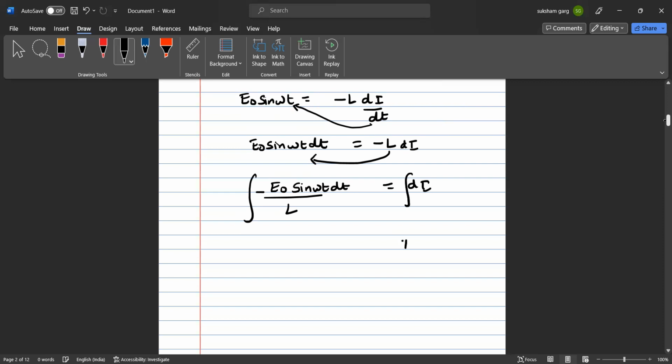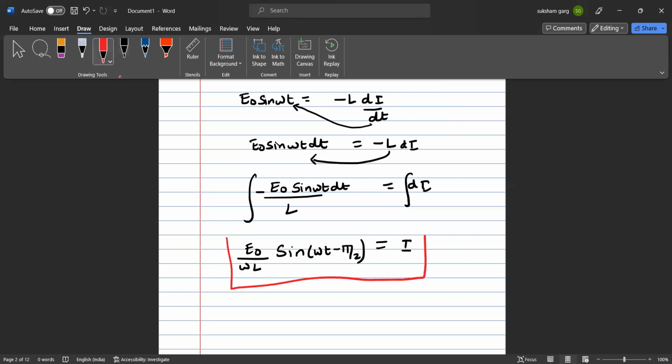So we will get I is equal to E naught divided by omega into L, multiplied by sine of omega t minus pi by 2. Why did I get this expression? Because I know that after I integrate sine, I will get the answer in terms of cos. To compare it with my base equation, E is equal to E naught sine omega t.